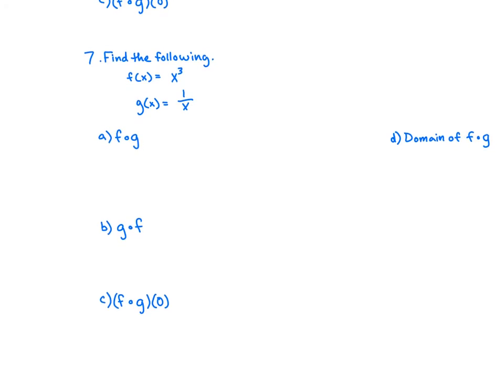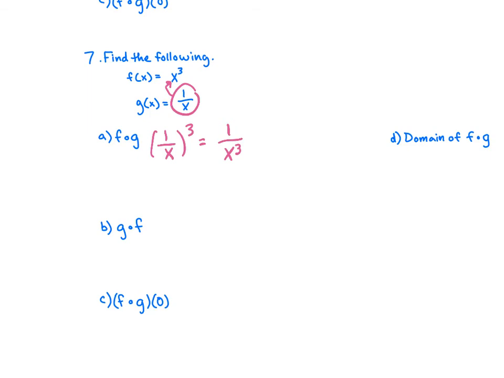Because I want to do the domain of f of g. So first we need to find f of g. We take g and plug it into our x in our f. So this would be 1 over x cubed. We can simplify this just by taking 1 cubed and then x cubed. So 1 cubed would just be 1, and then x cubed in our denominator.